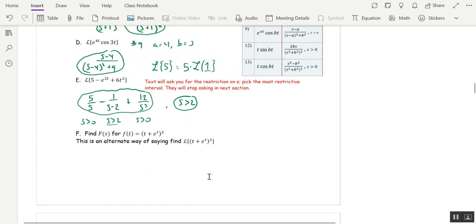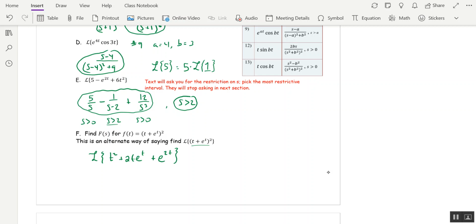So this next one, I'm changing the verbiage a little bit. Find big F of s for little f equal to this. Now that's just another way of saying, please find L of this function f of t. If I want L of this, there's no formula for that. First, I'm going to have to multiply it out using FOIL. Then I can use the table. So that's L of t squared, that's 2, plus 2t e to the t, plus e to the t times e to the t is e to the 2t.